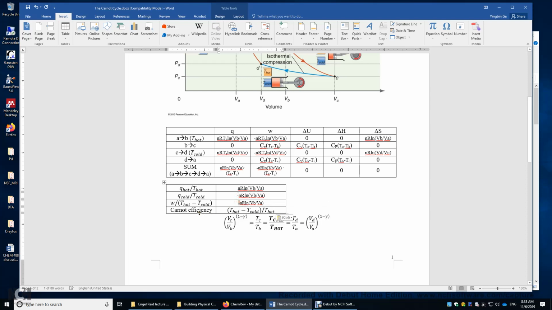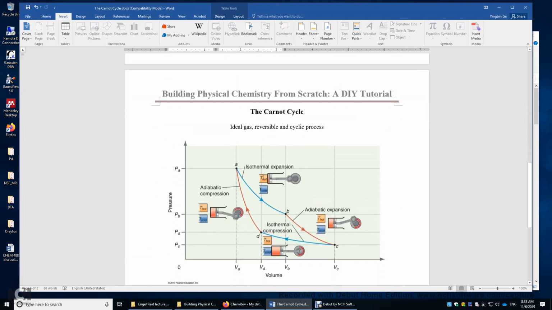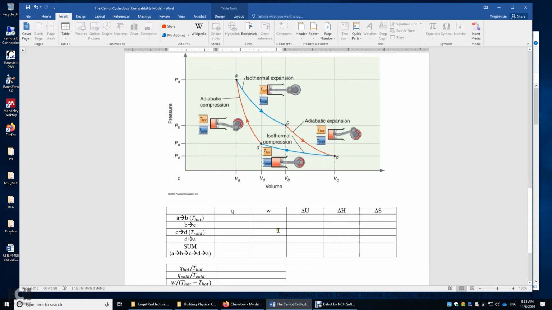The efficiency of a Carnot engine is defined to be the amount of work divided by the amount of Q hot. And then we have a simple expression here. By just looking at this expression, we know that the Carnot efficiency can never be 100% because Q cold is always positive. Now, if you want to, you can fill out this table all by yourself.